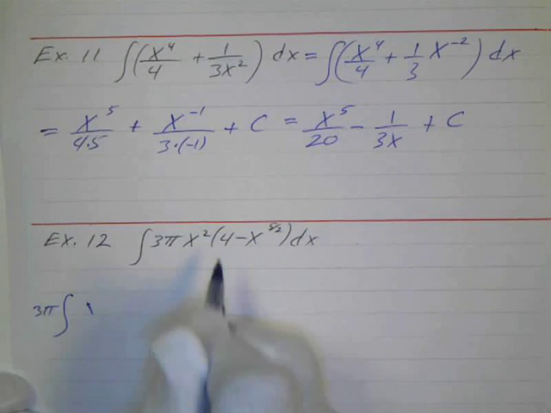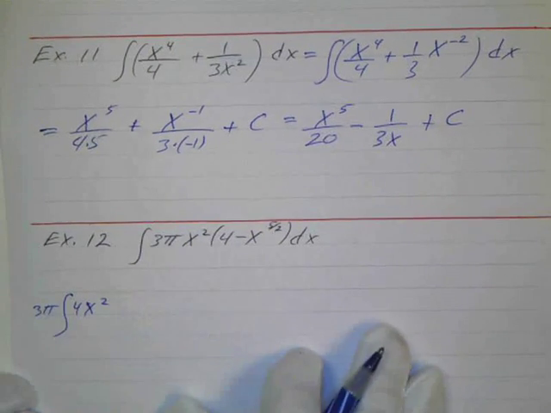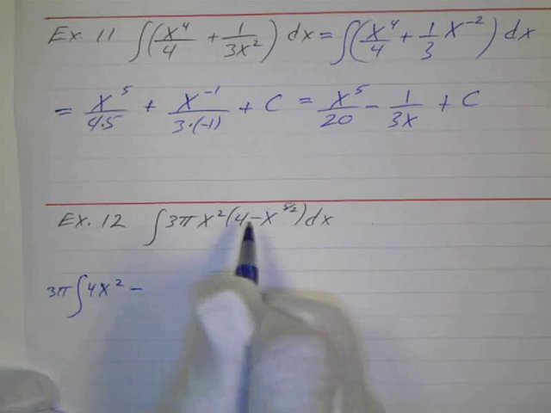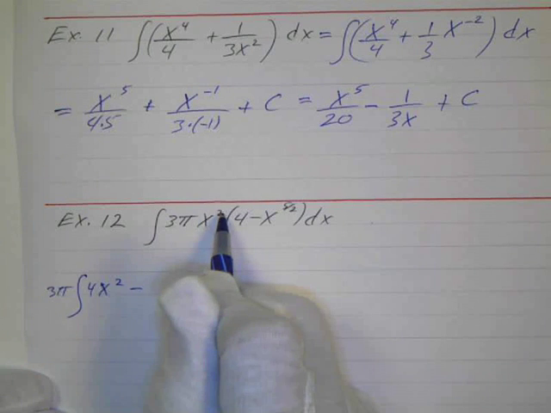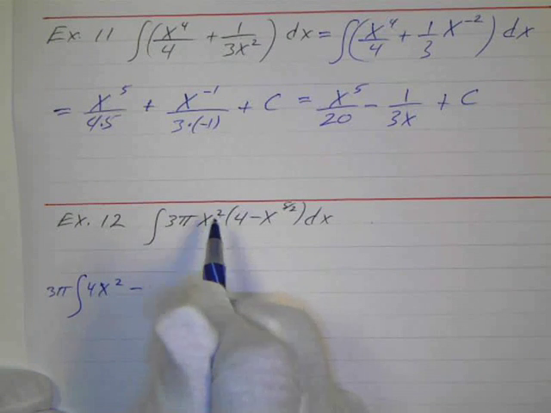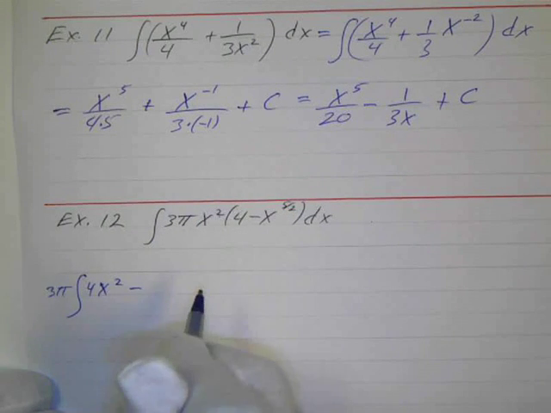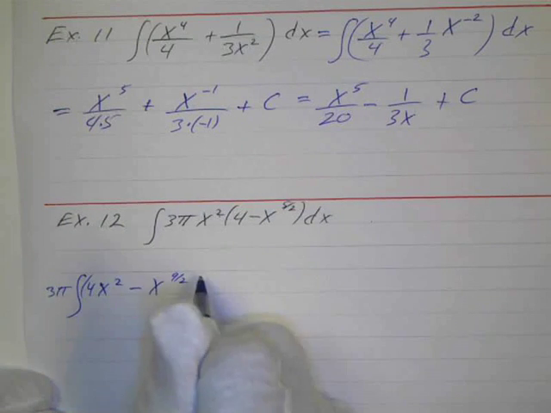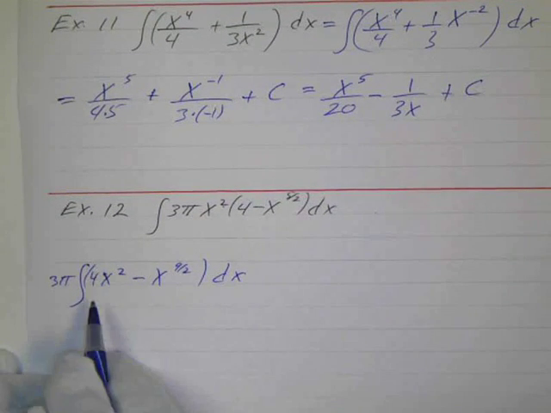So then we'll have x, and then we'll just distribute the rest. So it'd be x squared times 4, so it'd be 4x squared, and then minus, and then it's going to be x squared times x to the 5 halves. So 2 is the same thing as 4 halves. So 4 halves, if we multiply, we're going to add. So that'd be x to the 9 halves dx. And then we're ready to take our antiderivative.